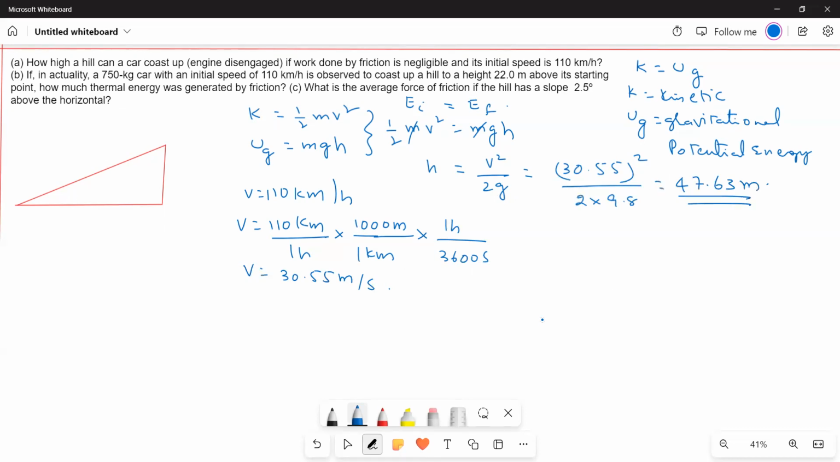Okay, now he is asking how much thermal energy was generated by friction. Thermal energy means the energy is lost. According to the law of conservation of energy, the entire energy should be converted into kinetic energy. Initially the initial energy must be equal to the final energy, but that is not the case here. Some energy is lost in doing the work against the friction. That manifests in the form of thermal energy. So the difference gives the thermal energy. E initial minus E final is equal to E thermal. So this is the first bit I finished. Okay, and then let me do the second bit.